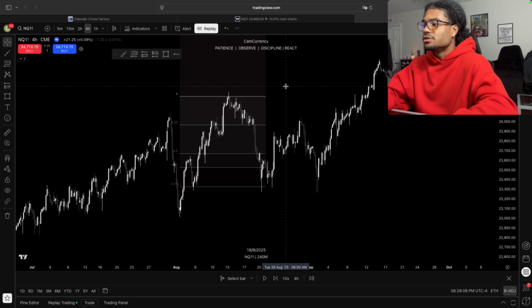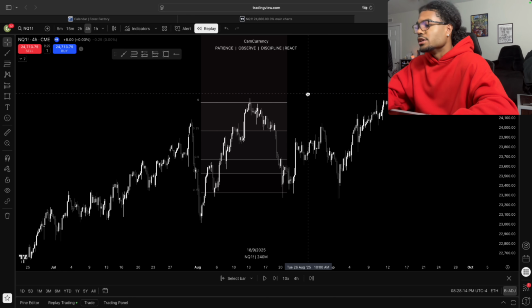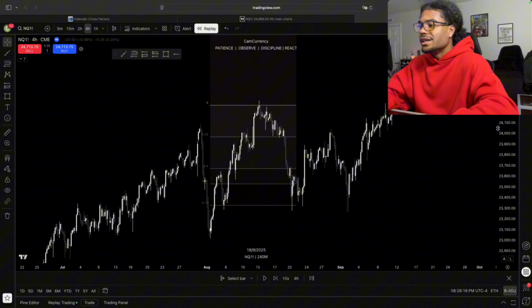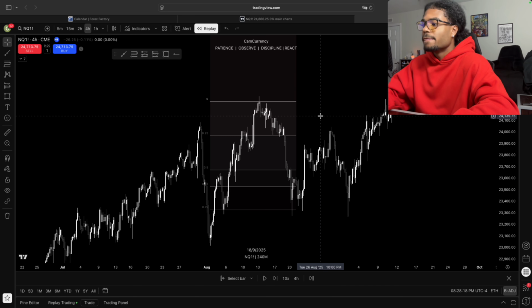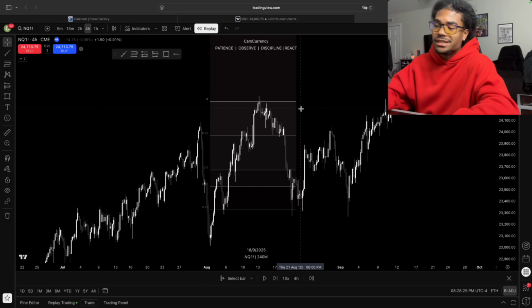OTE is what I use when I'm measuring out ranges to see where price is expected to draw to, or where we can reject from, etc. You will use this when price is ranging, when we are severely overbought. If price hasn't had any type of pullback or any type of reaction, you can oftentimes use this to see when or where price is going to draw to.